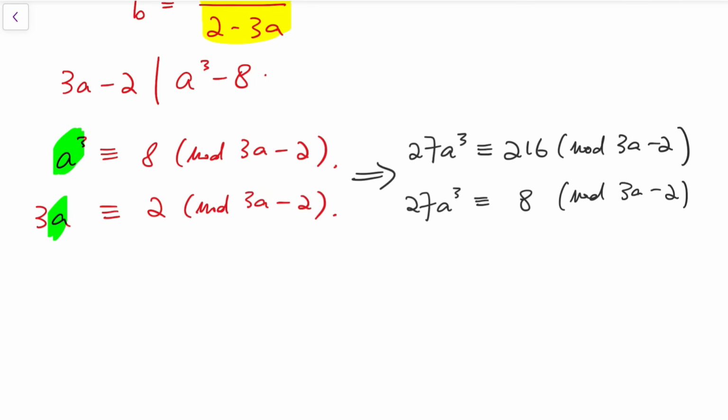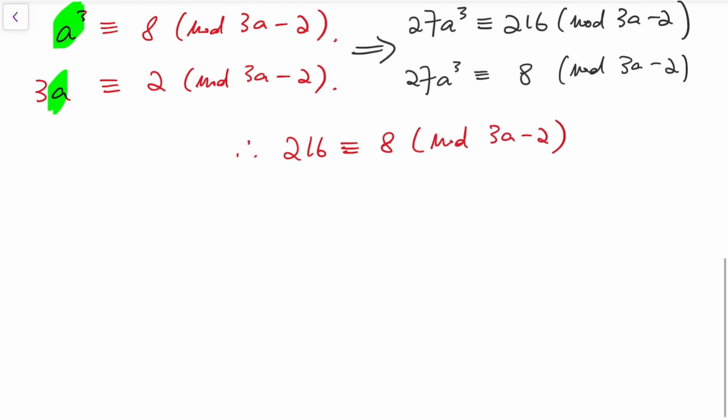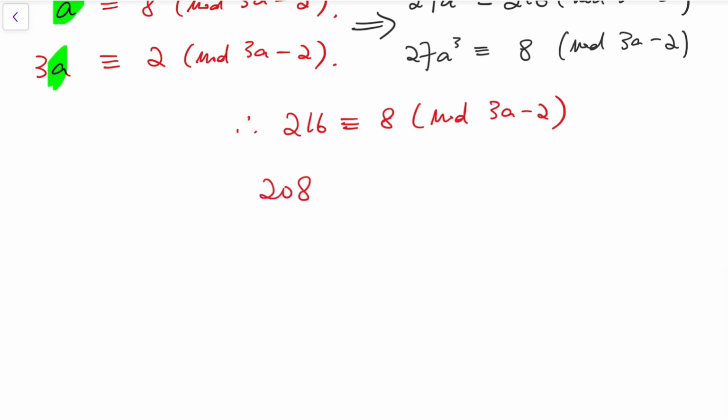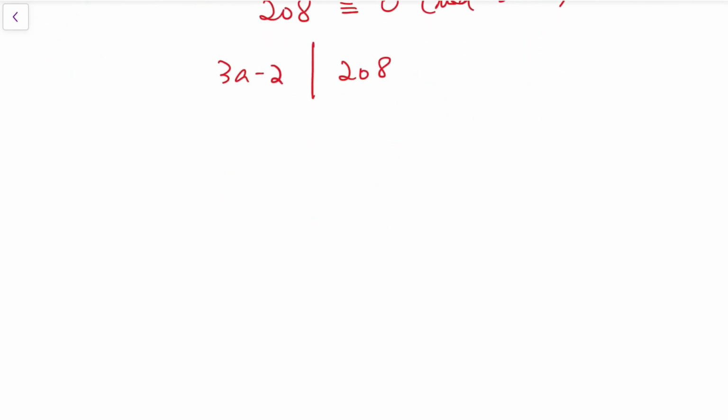Now from this we can tell that 216 and 8 should actually be congruent mod 3a minus 2. Then we know that 208 has to be congruent to 0 mod 3a minus 2, simply subtracting 8 from both sides. And now we know 3a minus 2 has to be a factor of the constant 208. So there are only finitely many possibilities for the value of a.